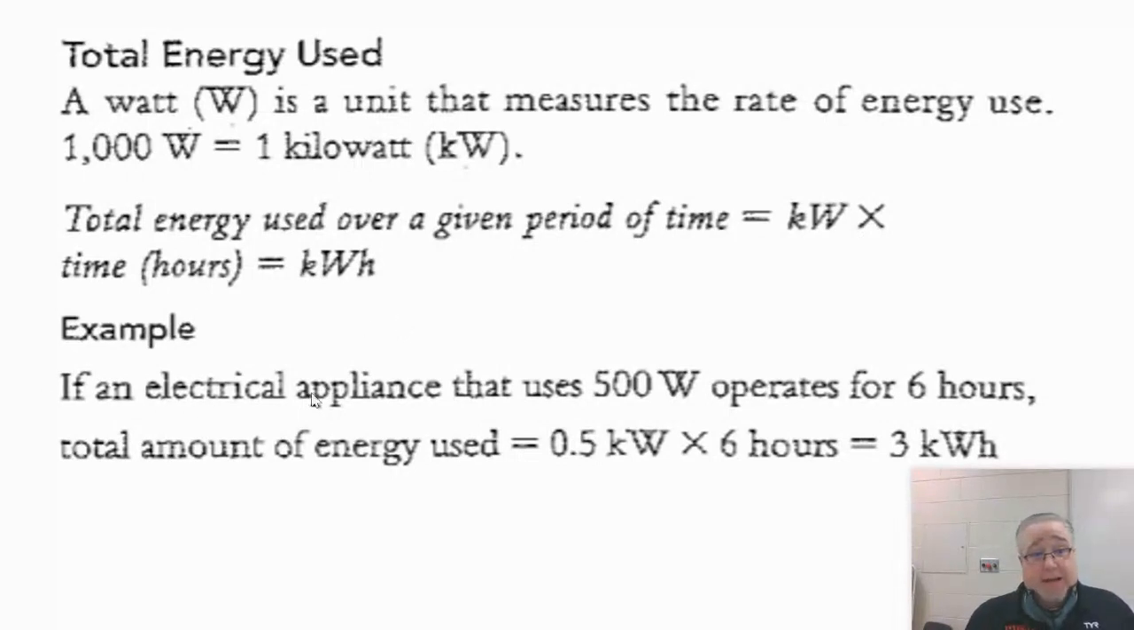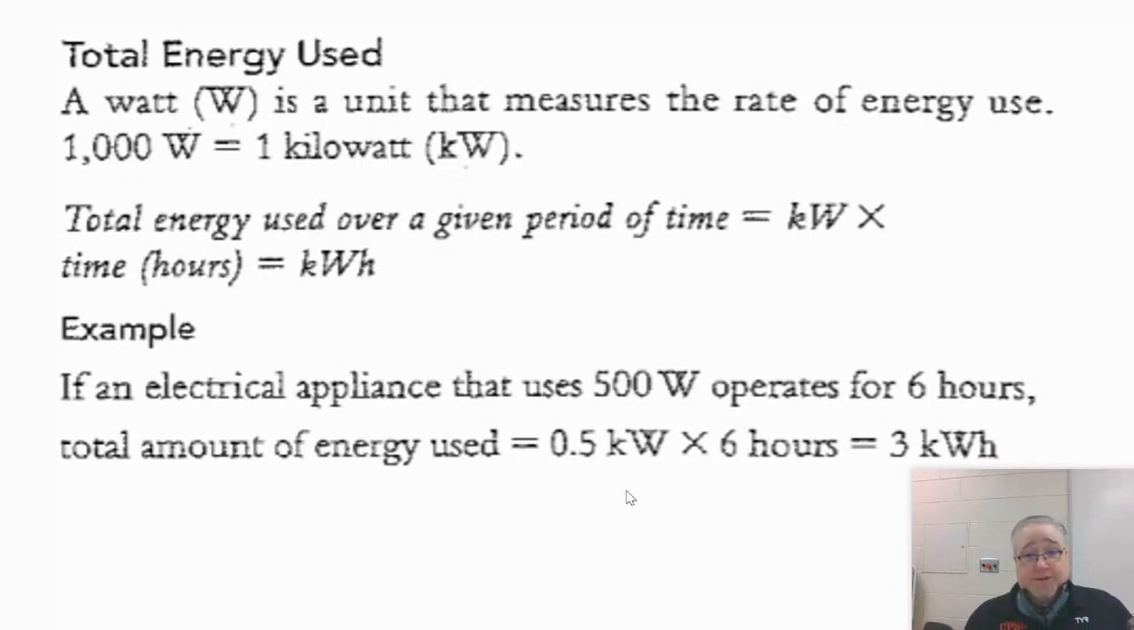It says here if an electrical appliance, let's say, for example, a lamp in your home, uses 500 watts to operate for 6 hours, and we want to figure out the total amount of energy used, all we have to do is convert watts to kilowatts. So basically just divide it by 1,000. That's where this 0.5 came from. And then just multiply it by how many hours you use that appliance, and you get 3 kilowatt hours.